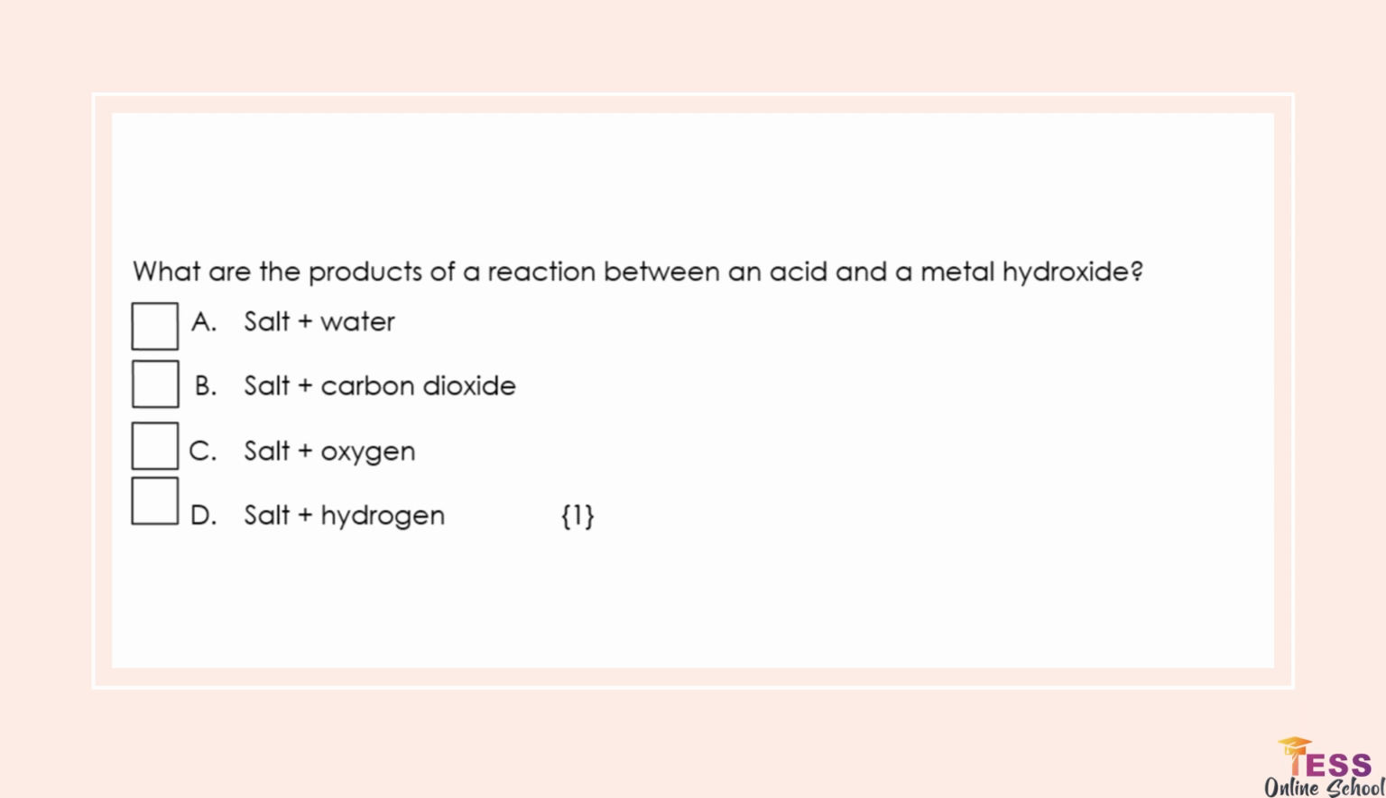Now let's put our knowledge to the test and see if we have understood the basics of acid and base reactions. The first question is an MCQ. Have a go at this independently and return back to the video to make your corrections. So what are the products of a reaction between an acid and a metal hydroxide? Is it salt and water, salt and carbon dioxide, salt and oxygen, or salt and hydrogen? The correct answer is salt and water, which is always a product between a metal hydroxide and an acid.